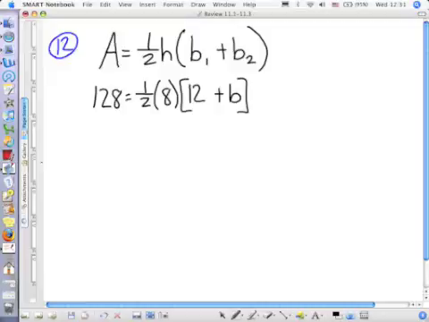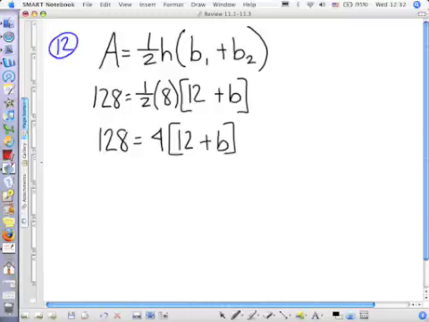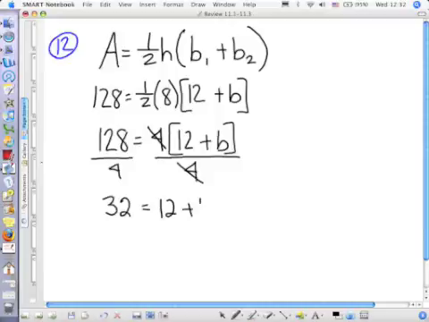Normally we would double both sides, but that's because we couldn't take half of the next number because it wouldn't give us an even or a whole number. But half of 8 is what? 4. So this is 128 equals 4 times 12 plus b. Now I can either distribute, then subtract, then divide, or I can divide by 4 right now, which gives me 32 is equal to 12 plus b. So what is b?